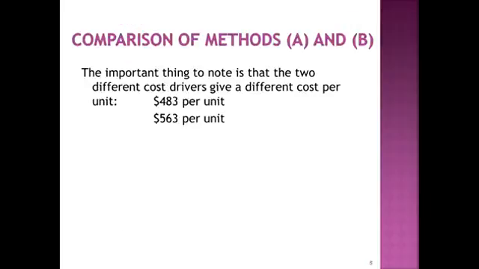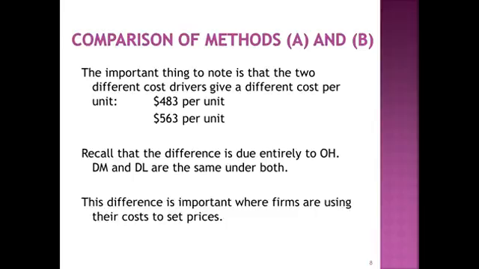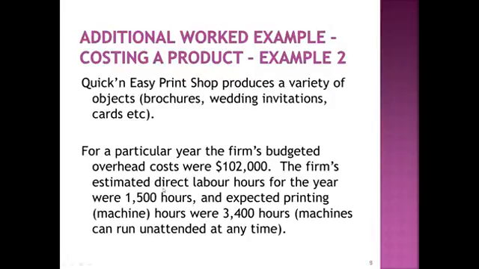If we compare the methods in A and B, the important thing to note is that two different cost drivers give a different cost per unit. So $483 per unit or $563 per unit. Recall that the difference is due entirely to the overhead allocation. Direct materials and direct labours are the same under both. The difference is important where firms are using their cost to set prices.